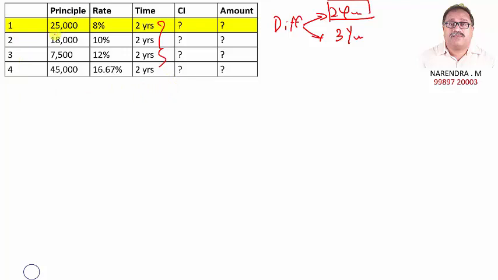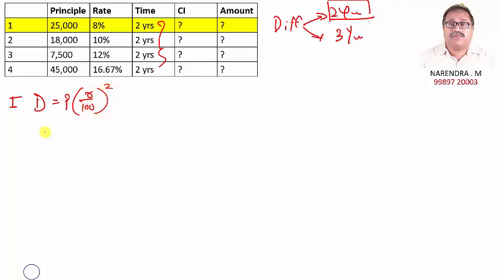There are two ways I can approach it. One is formula based and the other is the alternate method, which we discussed in the previous video. First let me explain through the formula method. The formula says that the difference of 2 years between simple interest and compound interest, denoted as D, is equal to P into (R by 100) to the whole power 2.